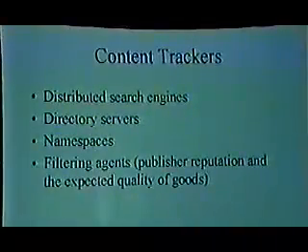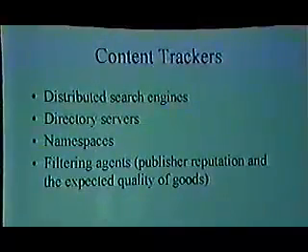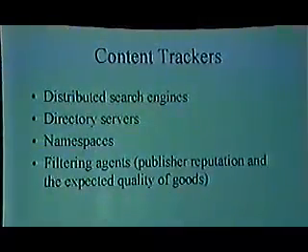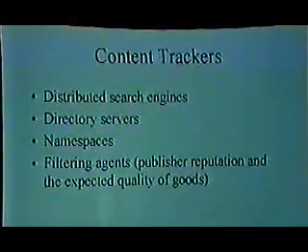Now, the content trackers, the other major agent within the system, are kind of the catch-all category of everybody who keeps track of little bits of information about the state of the network, or at least their viewpoint on what the state of the network is. They serve as distributed search engines, so when you publish a bit of content, you send it off to trackers who cover that particular space.